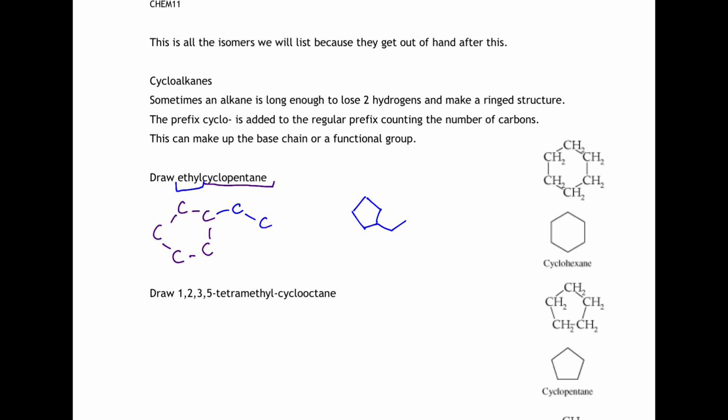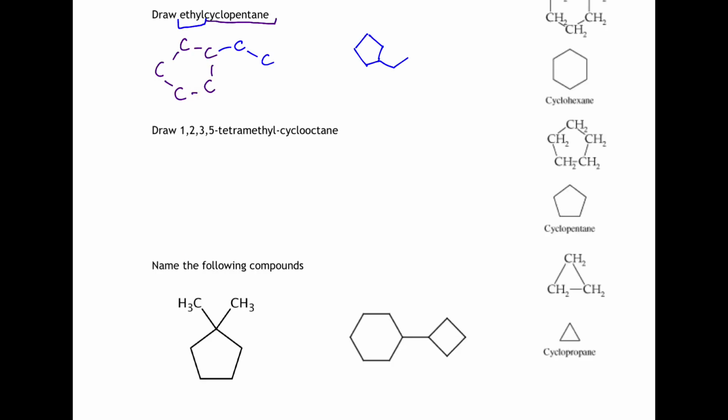So we're going to slide this up and try to draw cyclooctane. 1,2,3,5-tetramethylcyclooctane. What a mess. So, octane, octagon, stop sign. Got this. So, draw a stop sign.